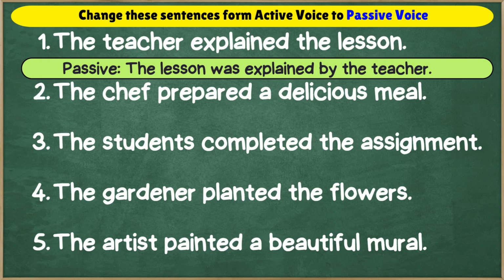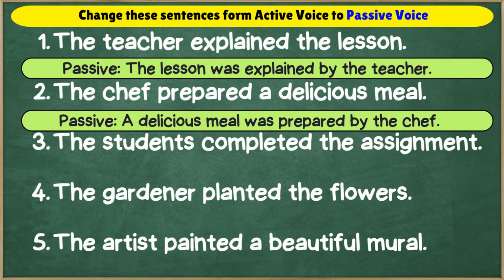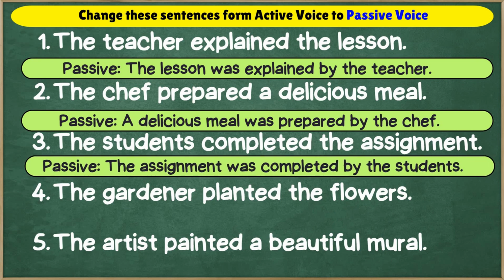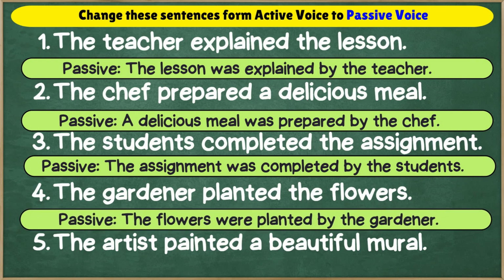Number 2, the chef prepared a delicious meal. The answer is, a delicious meal was prepared by the chef. Next, the students completed the assignment. The passive voice of this is, the assignment was completed by the students. Next, the gardener planted the flowers. It's, the flowers were planted by the gardener.